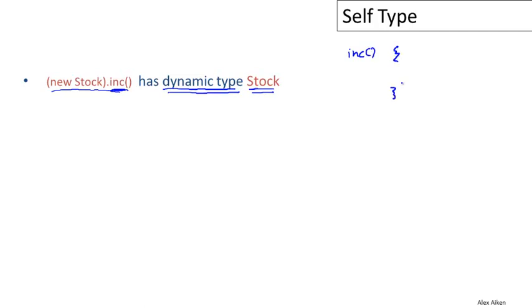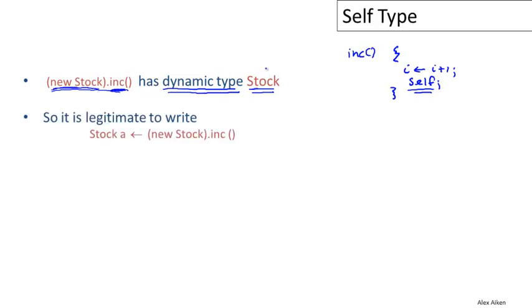I'm going to leave out the types, but it was I gets I plus 1, and then it returned the self object. So it's definitely returning whatever object is passed in at the dispatch point. So it's returning something of dynamic type stock. And so this program will actually run. If you didn't have type checking, you could run this and it would work just fine. This would produce a dynamic stock object and it would store it into the stock variable.